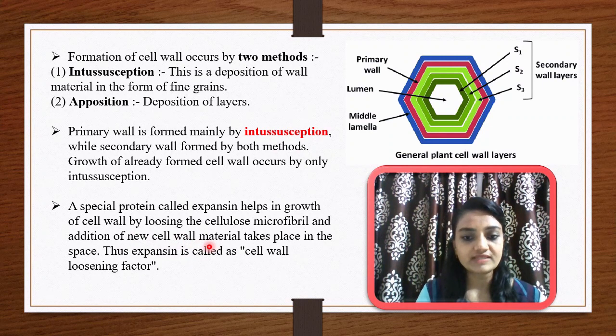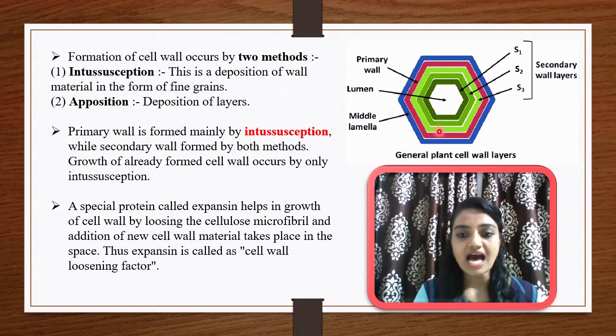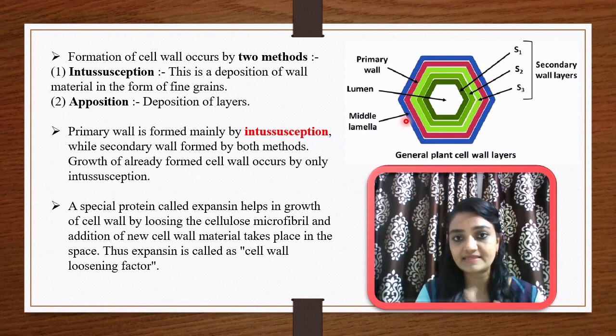Okay, it will be losing the microfibrils and it will add some new material, and that's why expansion is called a cell wall loosening factor. So here in this diagram you can see the outermost layer. Okay, that outermost layer you can see here, and that is the middle lamella, as we have discussed. That means common in between two cells. Okay, so this is the middle lamella.